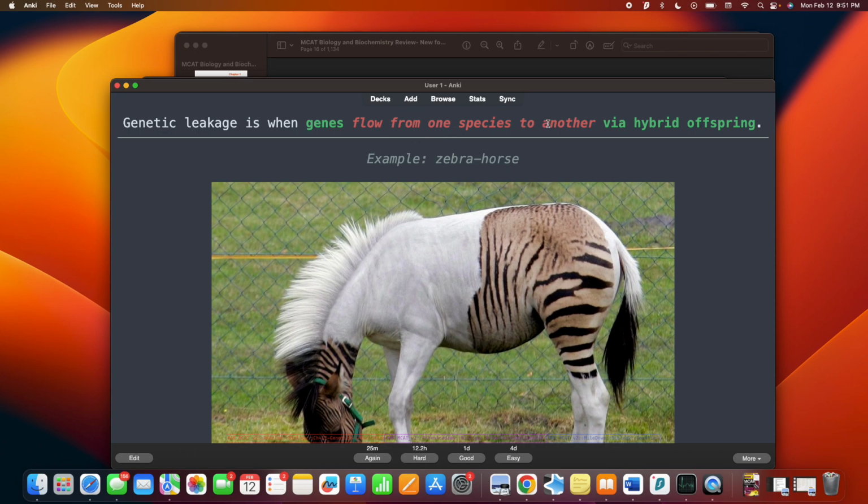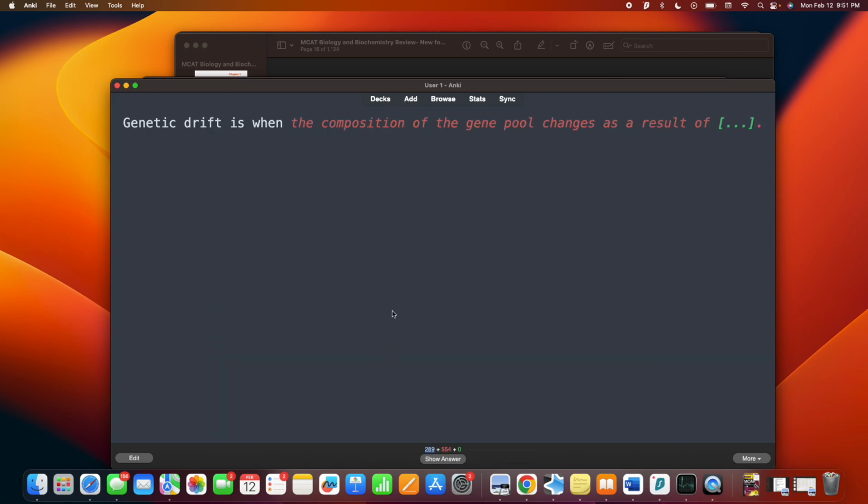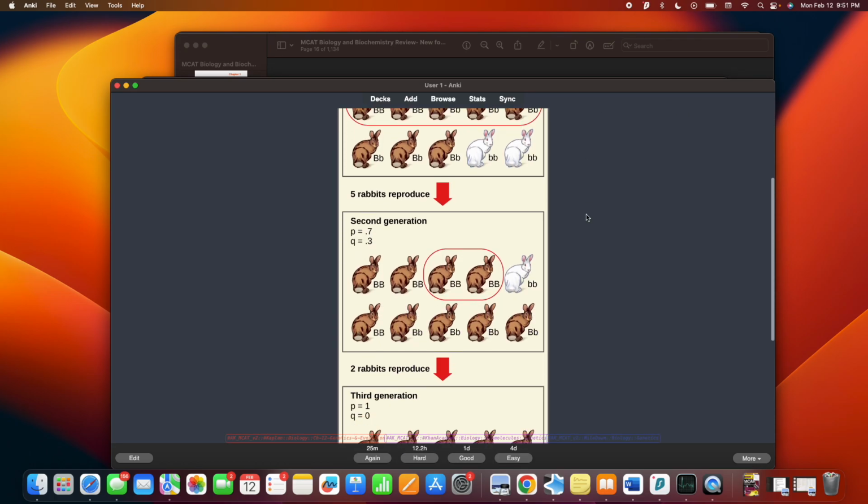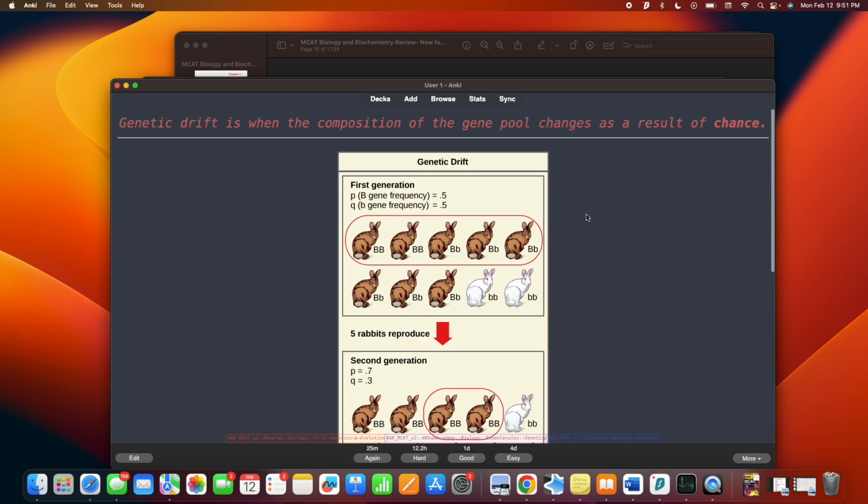Genes flow from one species to another via hybrid offspring. And what is genetic drift? It's when the composition of the gene pool changes as a result of chance. So, what is the difference between genetic leakage and genetic drift?